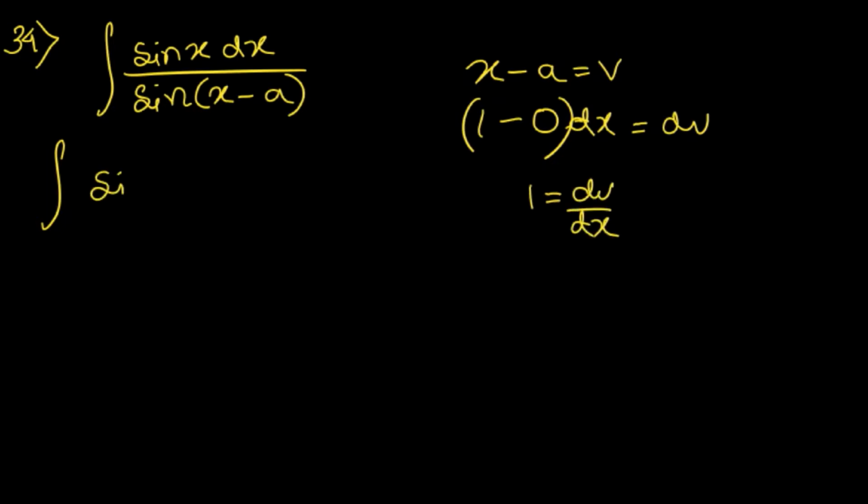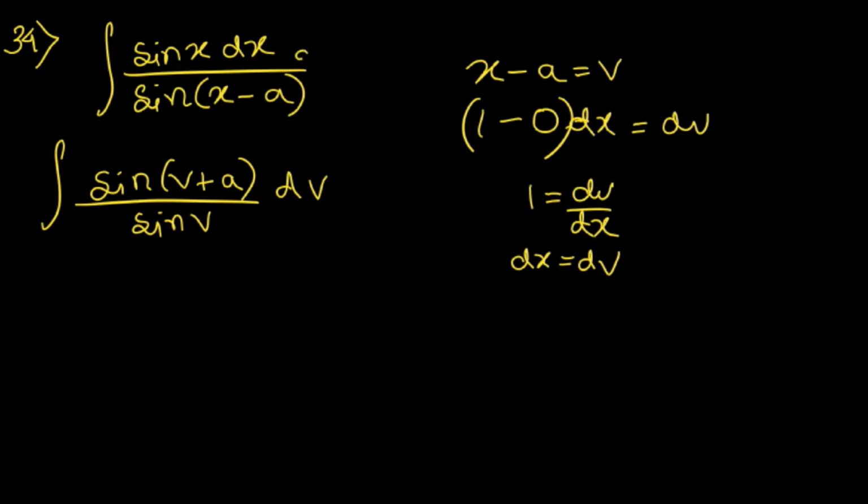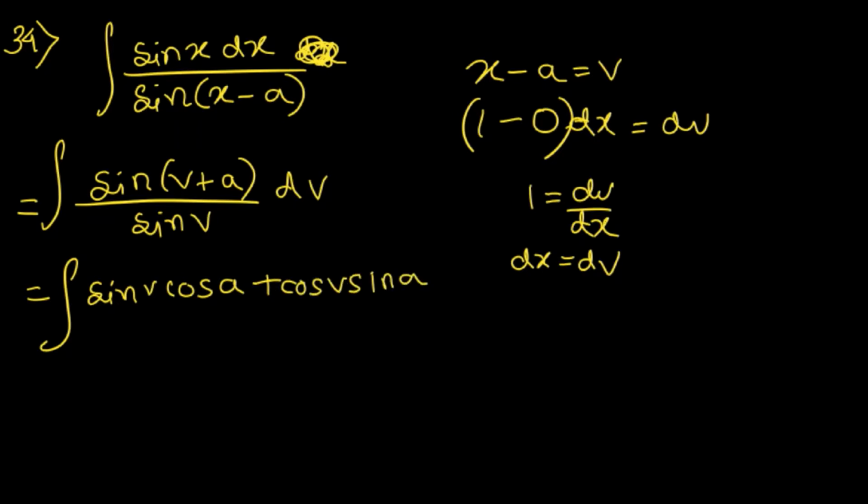So we need to substitute x in terms of v. So x is nothing but v plus a, sin x minus a is sin v, and dx is equal to dv. So we can directly write dv in place of dx. So integration of sin v plus a gives what? Sin v cos a plus cos v sin a by sin v dv.